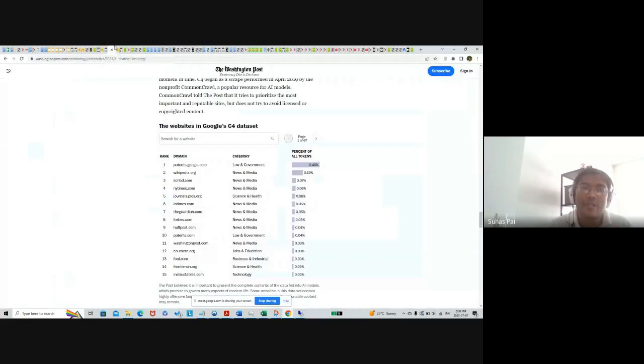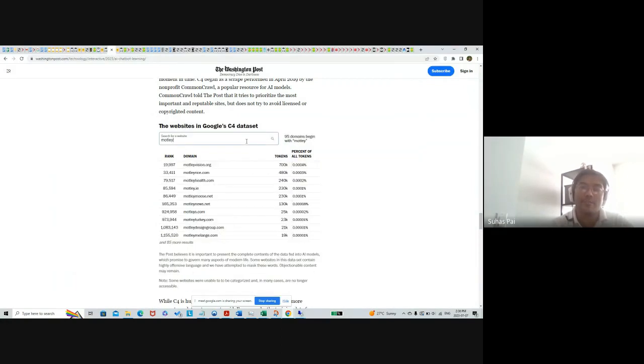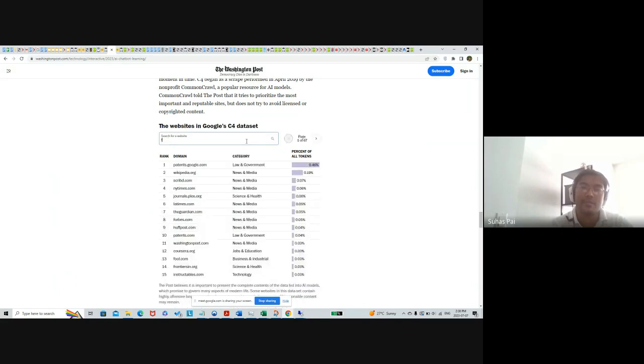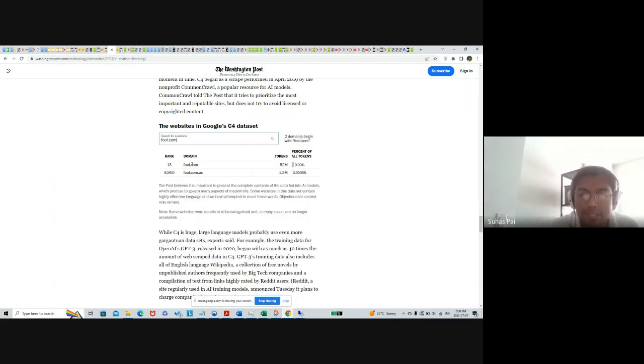So for example, the Washington Post has this analysis of websites in the Google C4 dataset. And we found that, for example, in finance, there's something called fool.com, and it's ranked 13. That means out of all the websites in the world, this website contributes the 13th highest to C4, which is the data set which was used to train the T5 family of models, but C4 is also used in a lot of open source models as well.